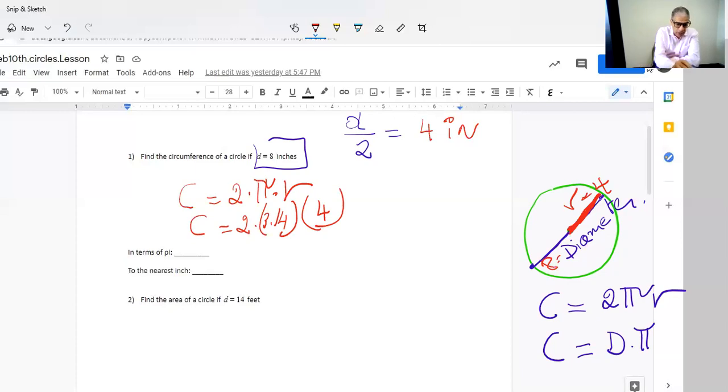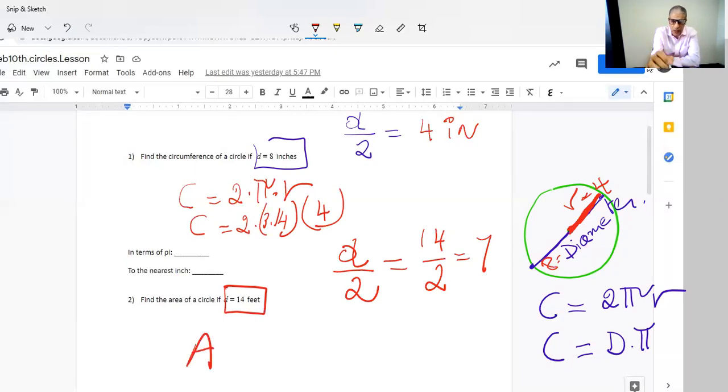Let's do one more. Here the diameter is 14, so I'm going to take the diameter divided by 2, which is 14 divided by 2, and that gives you the radius, which is 7. And I'm going to find the area. So the equation for area is pi times the radius, and in this case, it's going to get squared. Okay? So the area is pi, the number 3.14, times the radius, and we square it.